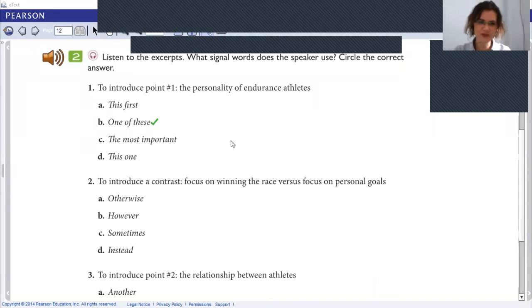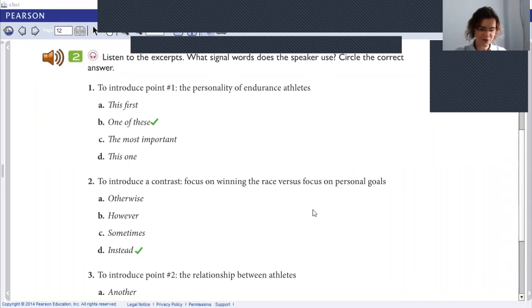Okay, number 2. Who would like to try number 2? To introduce a contrast, which means the opposite, okay? The opposite of something. Focus on winning your race versus focus on personal goals. Which one is that? D. Dustin, yeah. I call you Dustin, right? Not Ian, right? Yeah, my name is Ian. Oh, Ian. I never know what to focus on because you guys have beautiful long names, and some of you want the third name emphasized, the others want the first, the other one the second. Okay, Ian, what did you say? D, "instead." Awesome. Yes. "Instead" definitely shows a contrast. One of these shows a particular point.